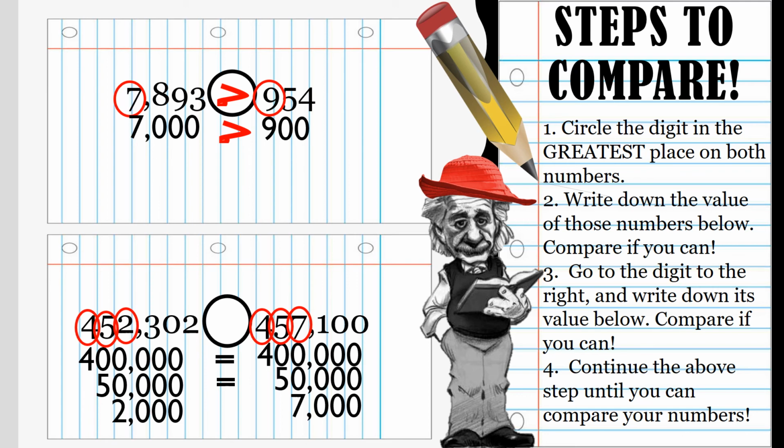Oh, wait, now this is much easier to compare. The numbers kind of looked big and scary at first, but I can compare 2,000 and 7,000. 2,000 is definitely smaller or less than 7,000. Therefore, 452,302 is less than 457,100. Oh, wow, place value really helps me break down these larger numbers so I can compare them easier. Great job!